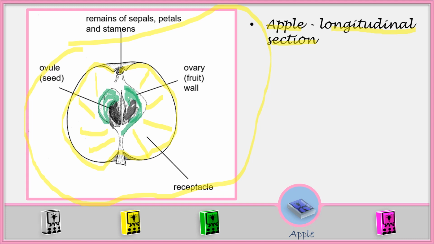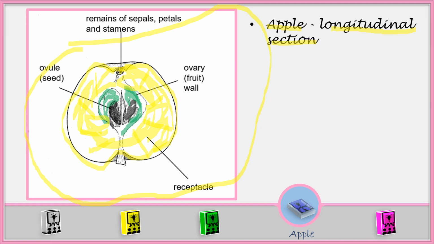Then the outer layer, the outer flesh, the whole of this one here, is our receptacle. So you can see that the big part of the fruit is coming from the receptacle. Very little of the fruit is made out of the ovary. So the ovary is inside the receptacle. The apple fruit is mainly a receptacle.